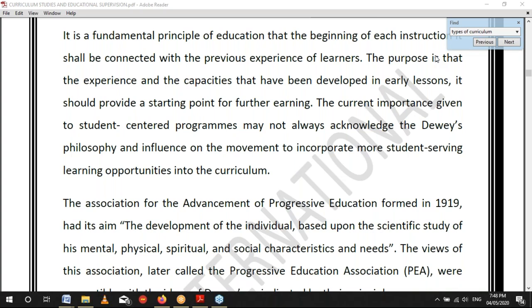Another type of curriculum is activity or experience-based curriculum. Activity-based curriculum is also called project curriculum or an experience curriculum.